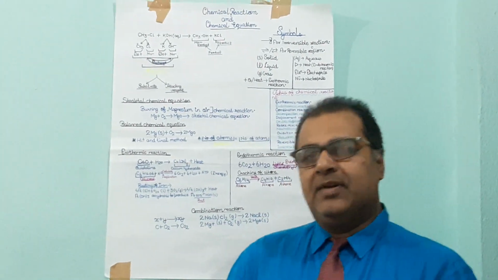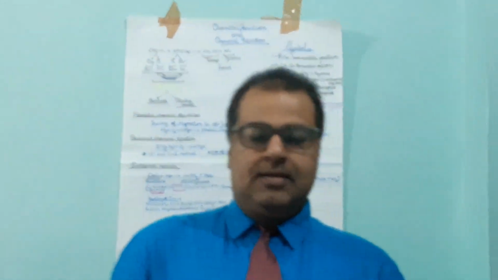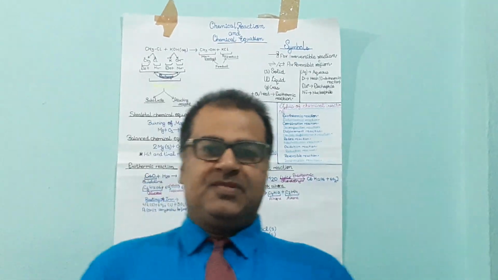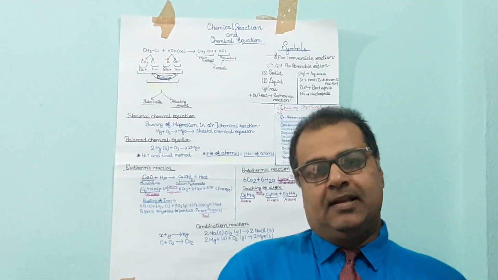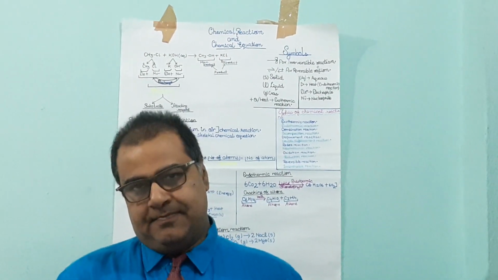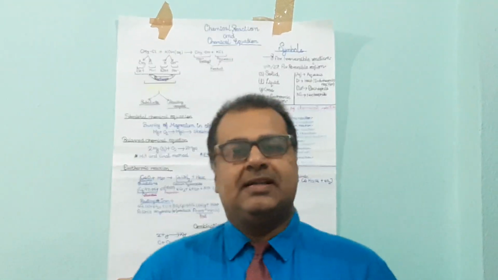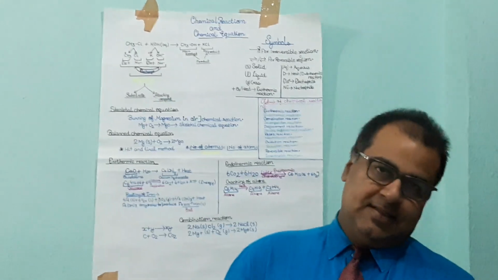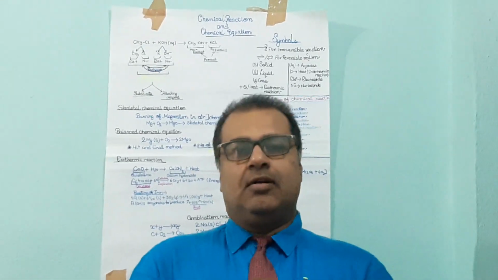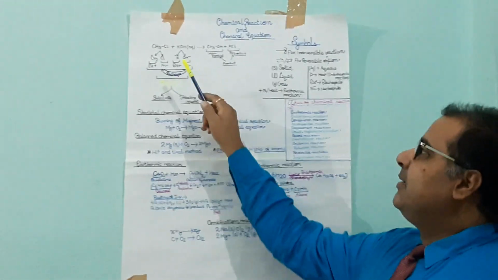The signs of a chemical reaction are the presence of smell, the presence of colors, and we can say changes of colors, changes in smell, changes in heat. That is the sign of chemical reactions. And a chemical reaction is a process. But the symbolic representation of any chemical reaction is called a chemical equation. A chemical equation is the symbolic representation.